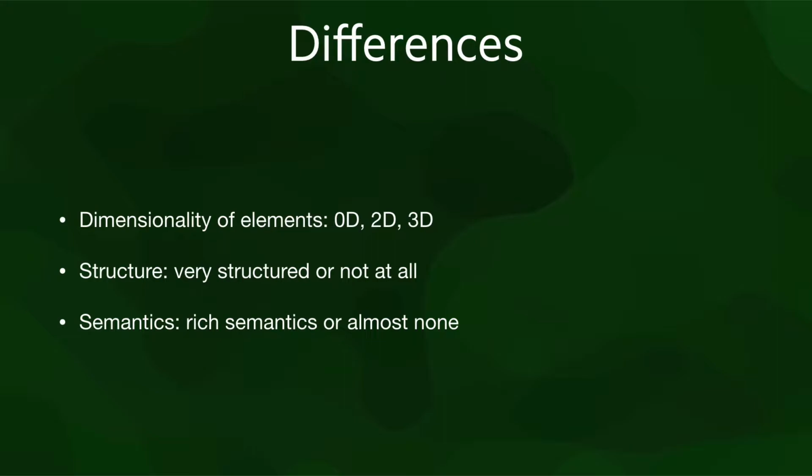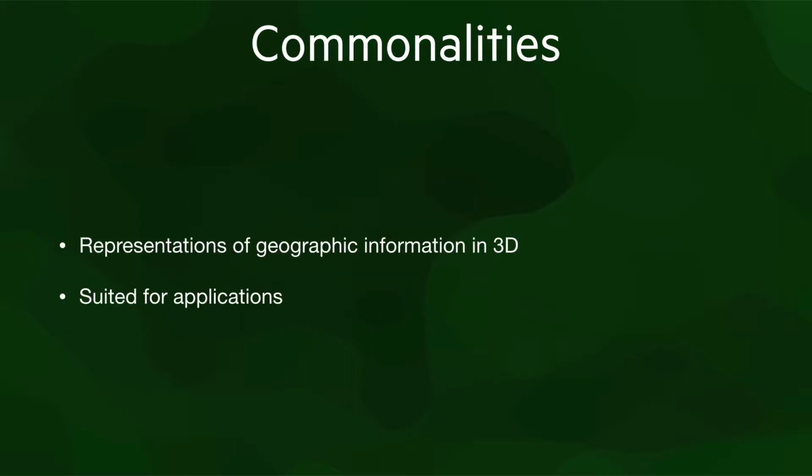The three examples we covered are all very different. All of these representations consist of elements of different dimensionality: 0D elements in a point cloud, 2D elements in a 3D city model, and 3D elements in a BIM model. The different representations can also have a lot of structure or very little, and a lot of semantics or almost none. But the important thing is that they are all representations of geographic information in 3 dimensions, and each of them is suited for particular applications.